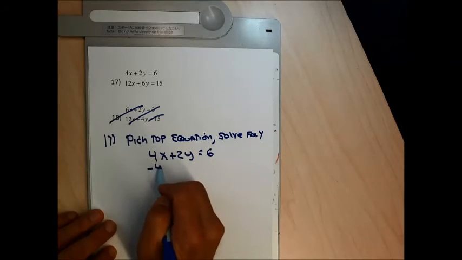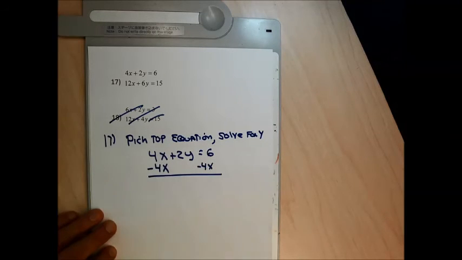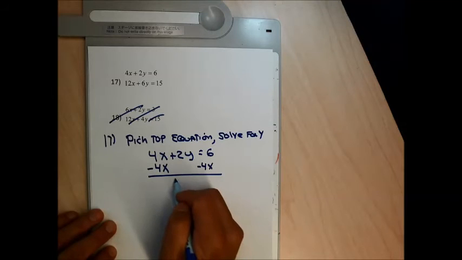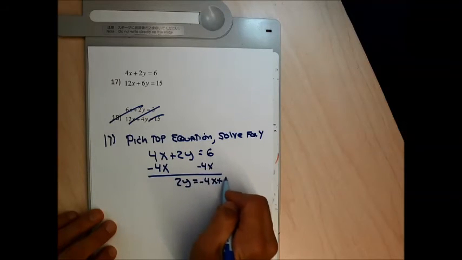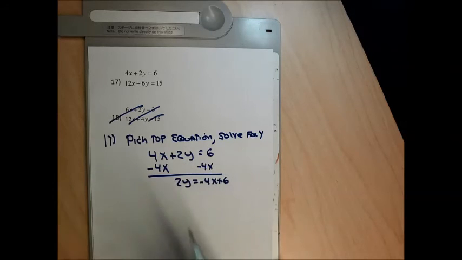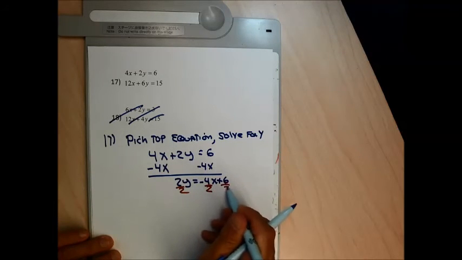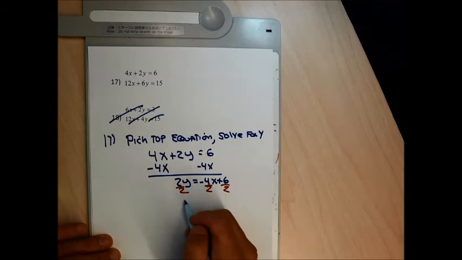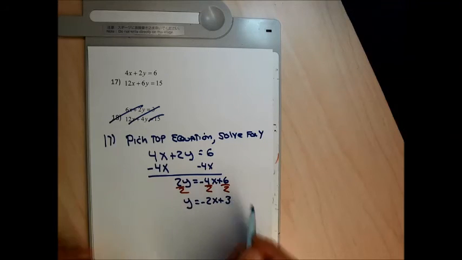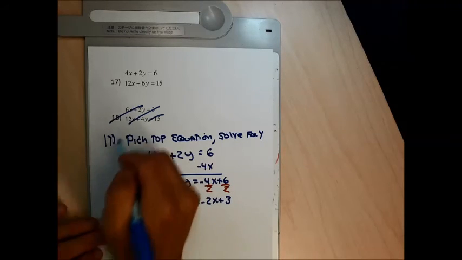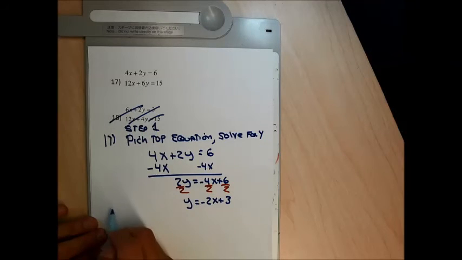On my problem 18, there was going to be no way to avoid fractions. So I subtract 4x from both sides. That's going to give me 2y equals negative 4x plus 6. And now I'm going to divide by 2, divide by 2, divide by 2. That's going to give me y equals negative 2x plus 3. Done with the first step. So that's my step 1 for number 17.